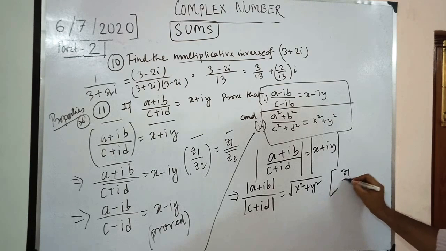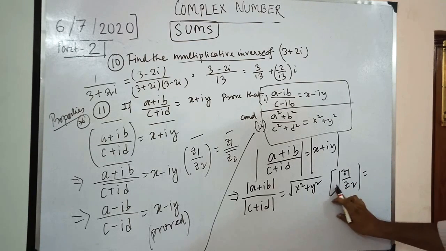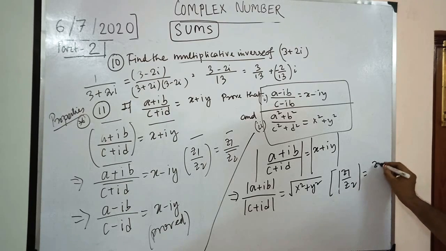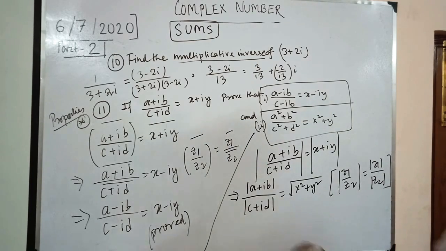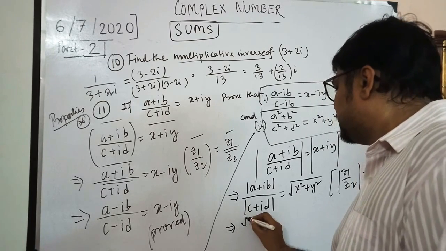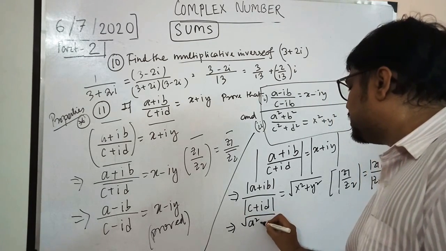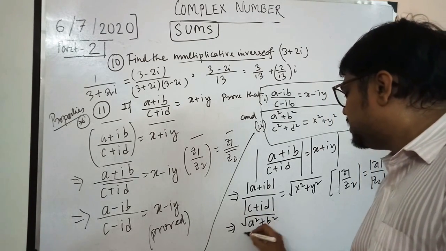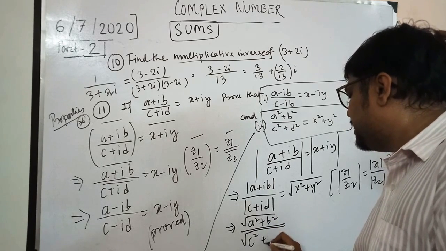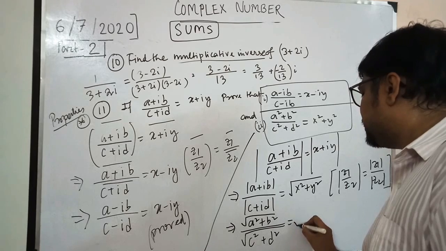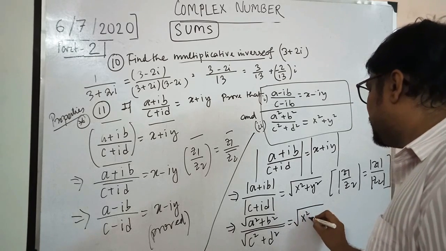So what property is used? The property is z1 by z2. I told you these are the two most important properties over here. So mod of z1 by z2 is mod z1 by mod z2. This is the property we are using. So in the next line you get root over a square plus b square, that is the property of mod, divided by root over c square plus d square, and this side you already wrote, root over x square plus y square.